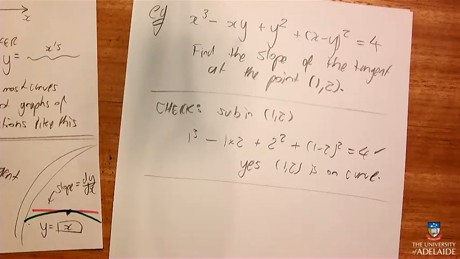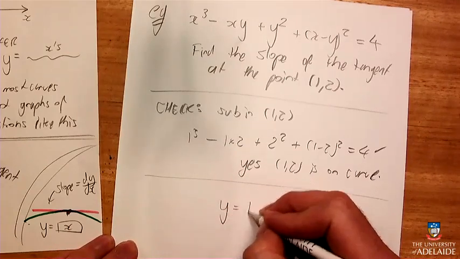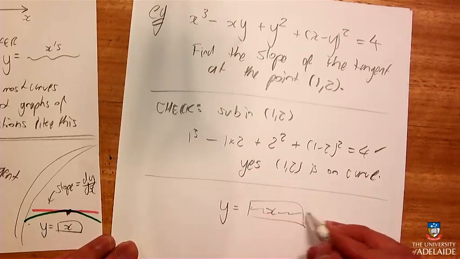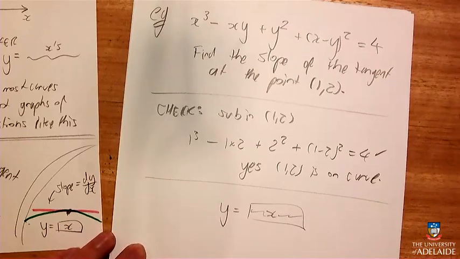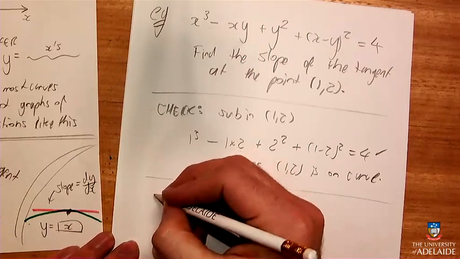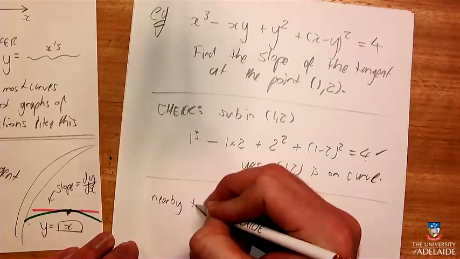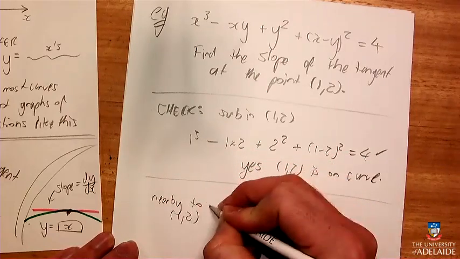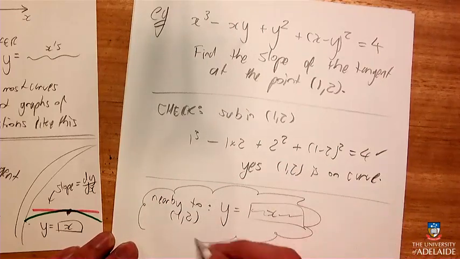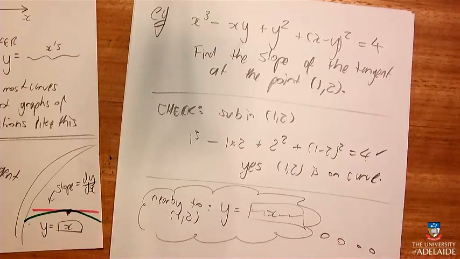So the slope of the tangent at that point, excuse me, I know that y is secretly a function of x. So in my head I'm thinking that y is some function of x. There is some wicked formula involving x that I can sub in, nearby to 1, 2, this is what happens. So all the time I'm thinking that every one of those y's is really some sort of formula involving x.